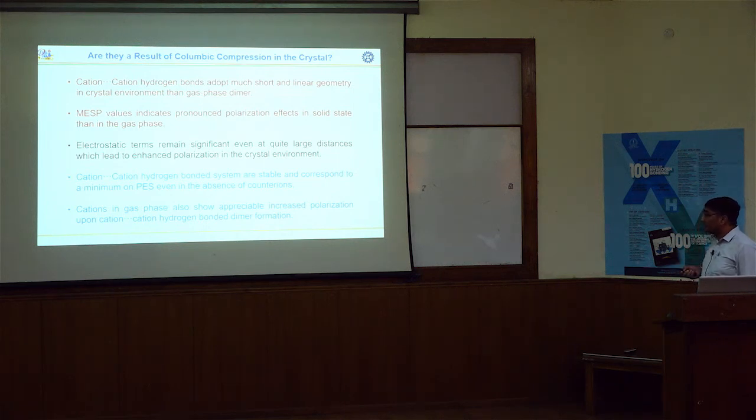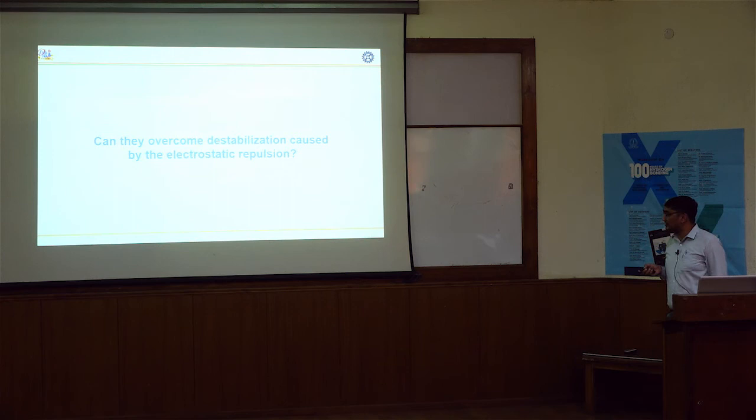We also see that the hydrogen bonded cationic systems were quite stable, because all these minima in the gas phase correspond to a stationary point in the gas phase. However, their binding energy remains positive. So we thought, if the binding energies are still positive, how can we overcome this destabilization which is coming from the same charge electrostatic repulsions in the hydrogen bond?